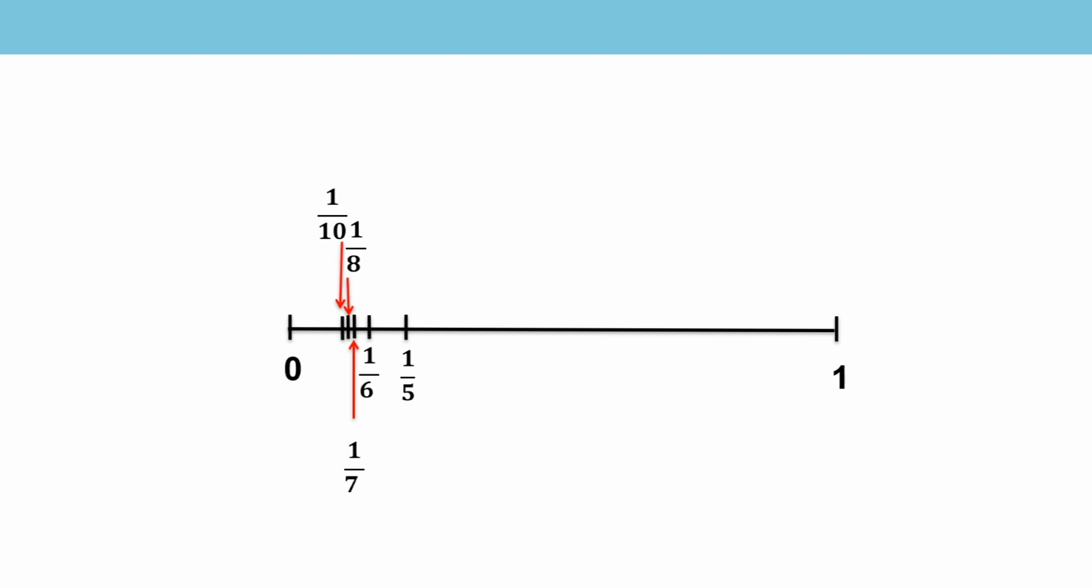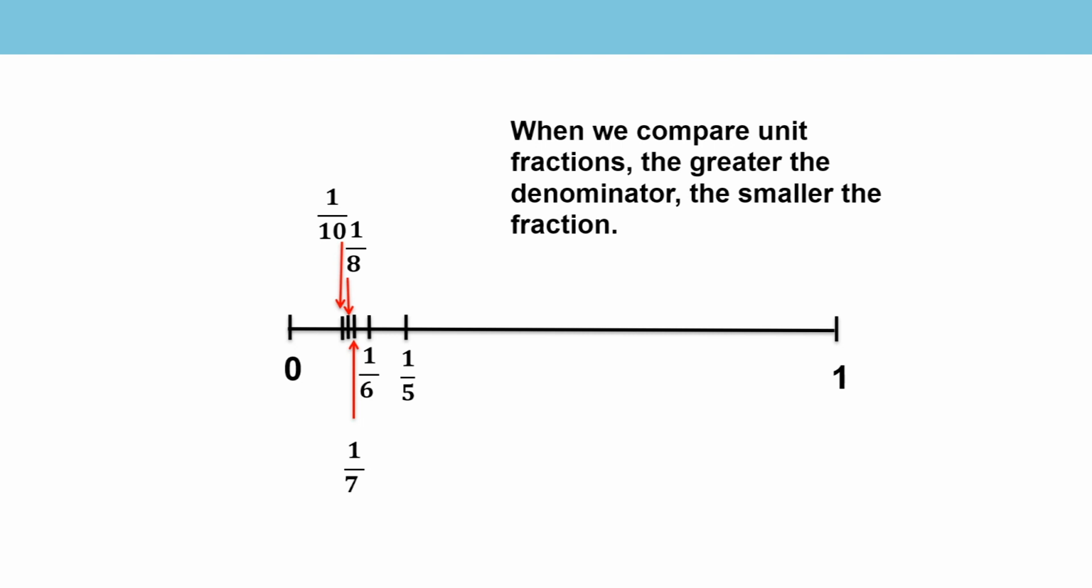What do you notice then? Well, we can see that 1/10 is closer to the 0 than 1/5 is. And we can go back to our generalisation. The greater the denominator, the smaller the fraction. 1/10 has got the largest denominator, so it is closer to 0. 1/5 has got the smallest denominator, so it's furthest away from 0.